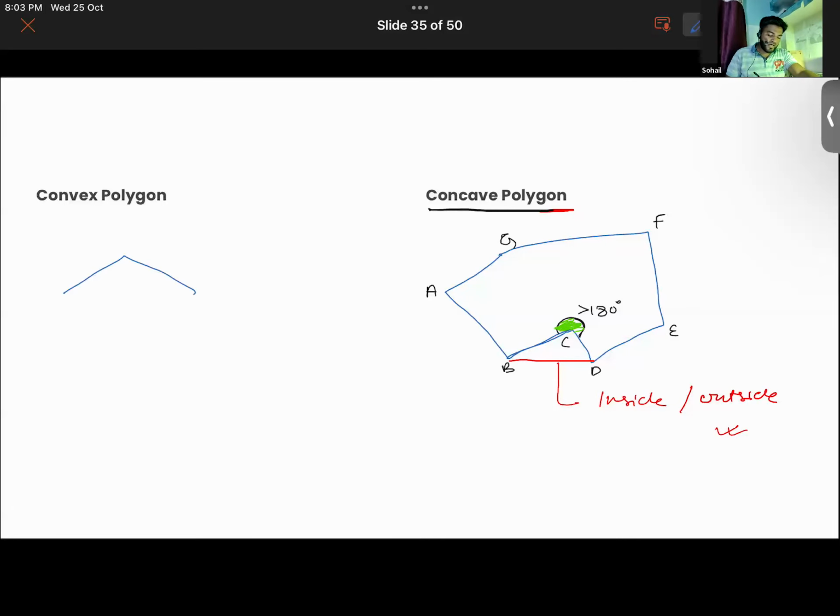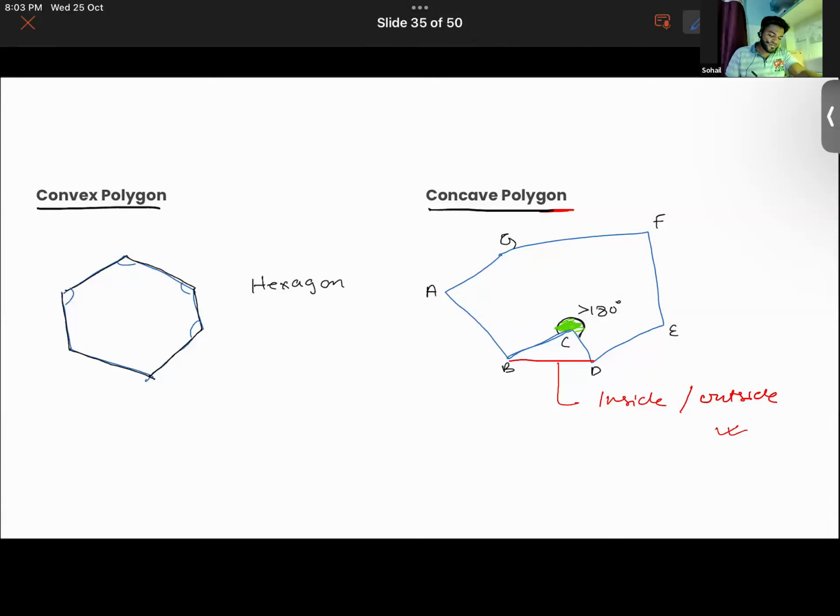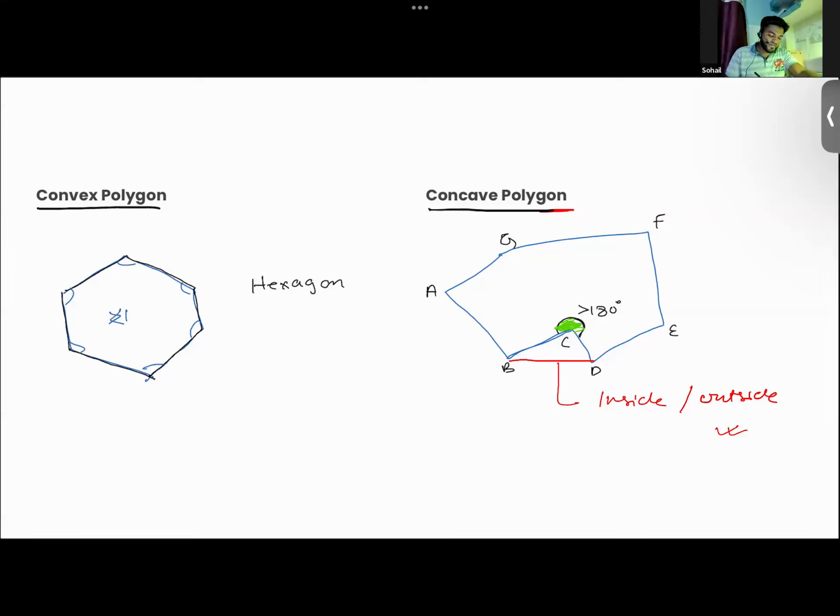In a convex polygon, you have a figure like this. Who will name this figure? Pentagon? Look again at the figure. How many sides are there? Six. So that is a hexagon. Yes, sir. Right, so in a convex polygon all the interior angles will be less than 180. Whether you talk about this one, this, or this, all of them are less than 180 degrees. Getting it or not? Yes, sir.